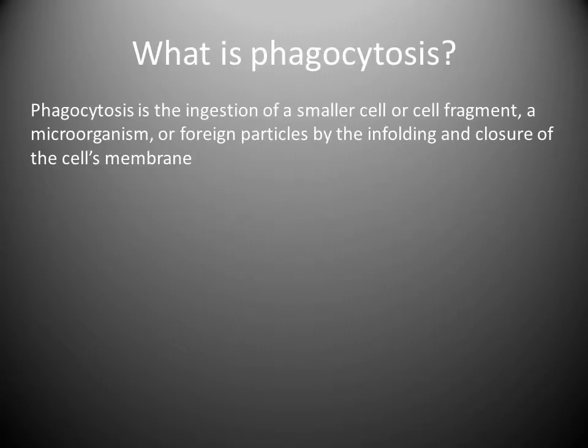Phagocytosis is the ingestion of a smaller cell or cell fragment, a microorganism, or foreign particles by the infolding and closure of the cell's membrane, what we learned as cellular eating. We briefly talked about phagocytosis in the beginning of the semester, and it is explained in more detail in the Biology 6 class. You may think that in phagocytosis, the phagocyte only forms a circle around the particles and takes it into the cell for digestion. But that's the easy way of looking at it. We will actually see in the presentation that the cell works pretty hard in attempting to bring the particle in.